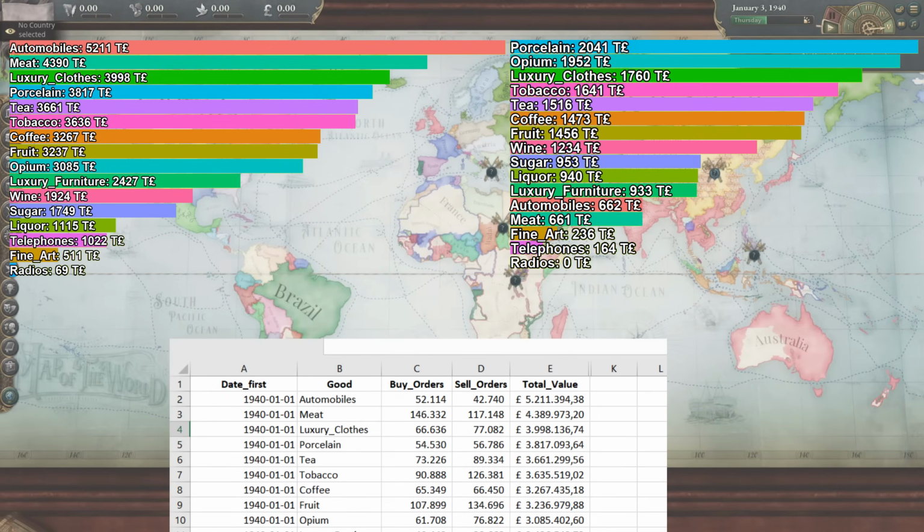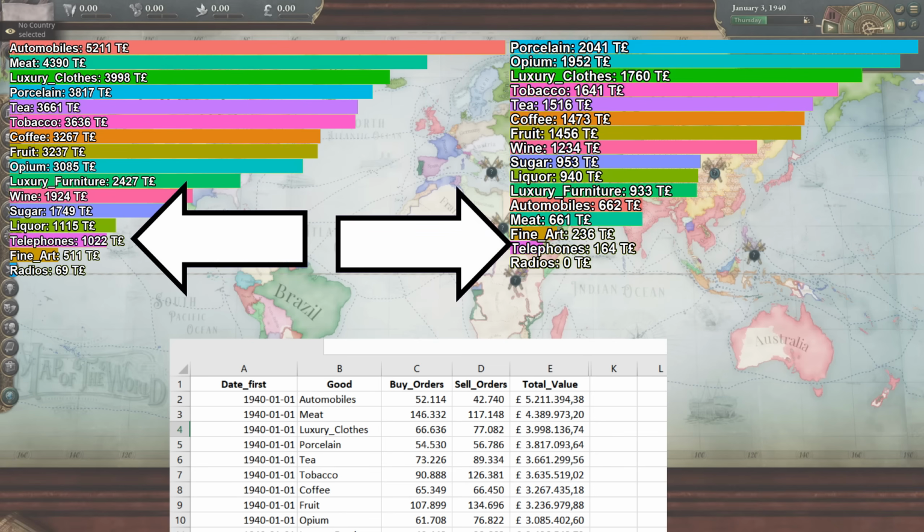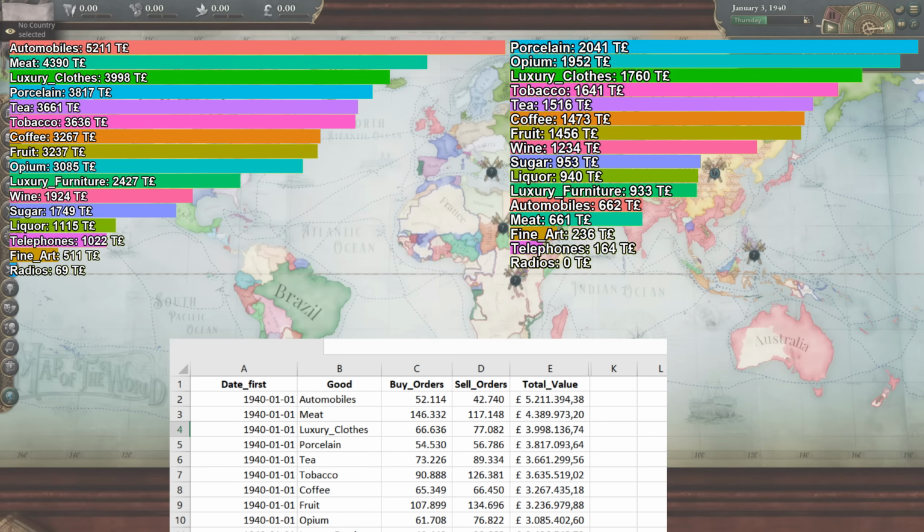People in 1.9 crave automobiles and meat. That is clearly the biggest change here. And for both cars and meat, there are a lot more buy orders than sell orders. The hunger for meat is still not satisfied. The rest looks roughly similar, though I want to highlight the noticeable increase in telephones. Still not much, but that is much more than plus 50%.